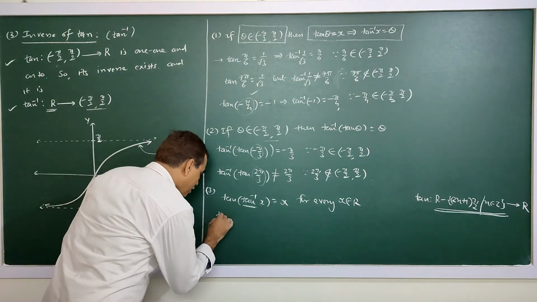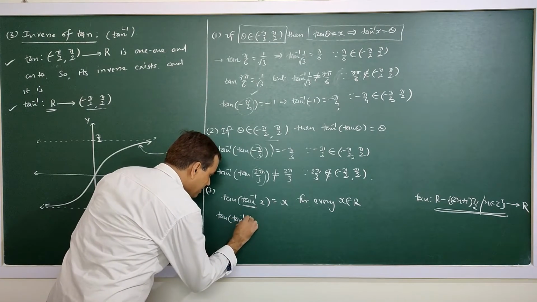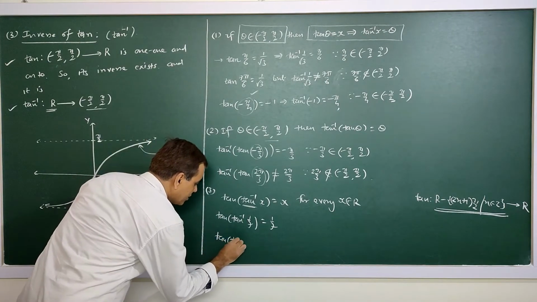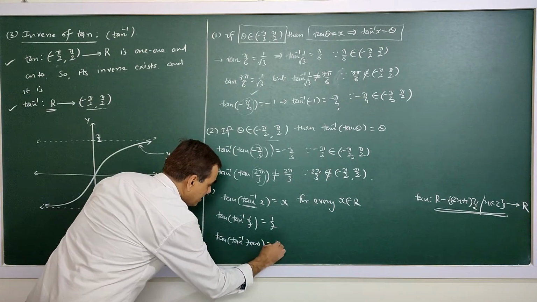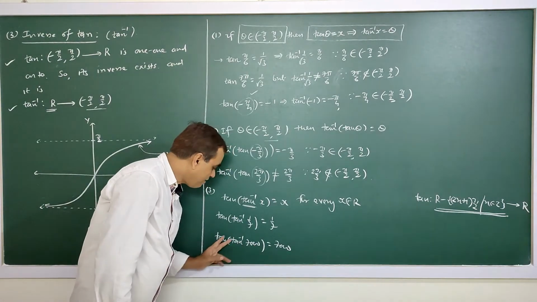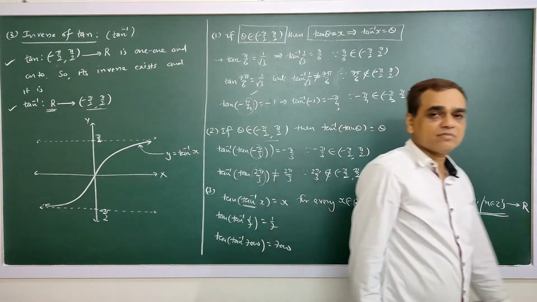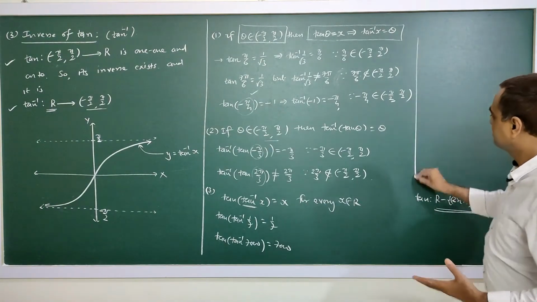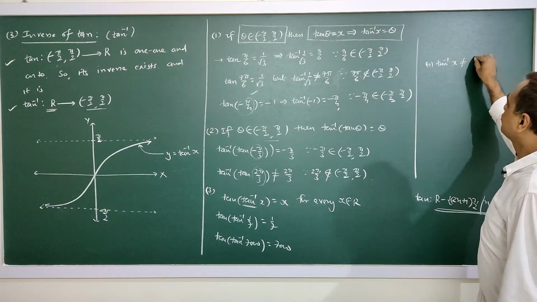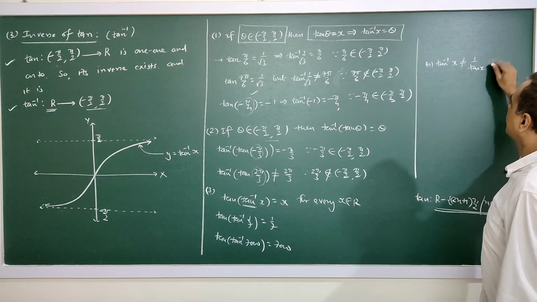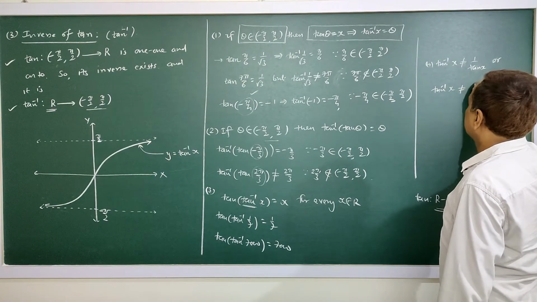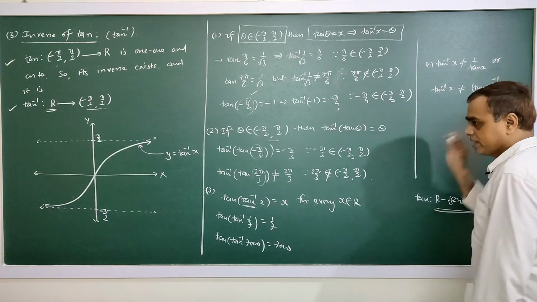That means tan of tan inverse, if you keep here 1 by 7, it is 1 by 7. Tan of tan inverse, if you put here 7000, then answer is 7000. No restriction, any number x is allowed. Tan of tan inverse x is x. And last point, that is tan inverse x is not equal to 1 upon tan x, or tan inverse x is not tan x raised to minus 1.